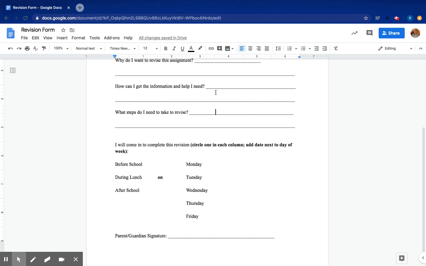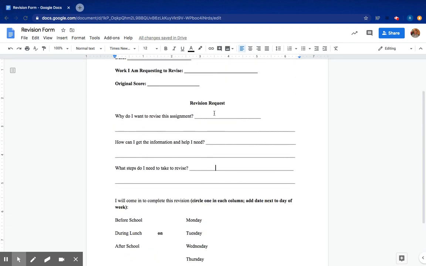And then the last question here, what steps do I need to take to revise? This is similar to the previous question, but it's more concrete and more detailed. An example of this, if you need to retake a quiz, I might say, number one, I'm going to reread chapters 14 through 17. Number two, I'm going to discuss those chapters with a friend, with a parent, with a sibling. Number three, I'm going to talk with Mr. Hine to make sure that I understand the contents of that chapter. Number four, I'm going to take my revision or do the retake. Okay, so those are steps that you're taking, concrete steps to make sure that you get to whatever point you need to get to. So those are your three questions that you're answering.